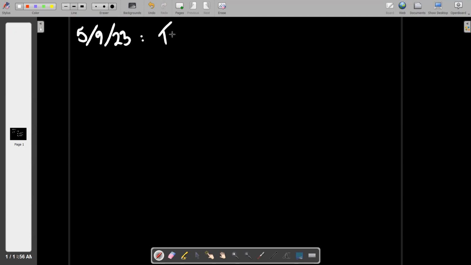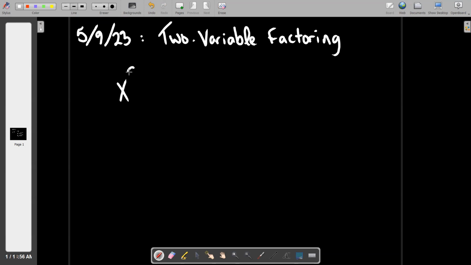And we'll just call this maybe two variable factoring. You shouldn't have any trouble with this. The only way you'll have trouble with this is if you already generally struggle with factoring. So my first example is this.